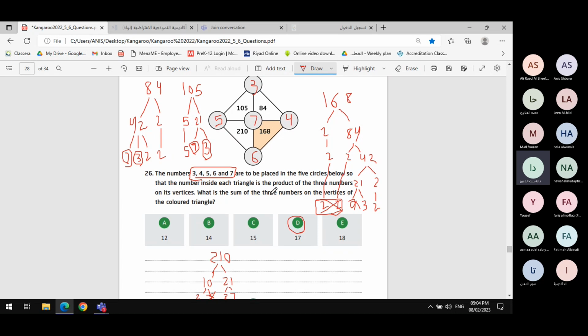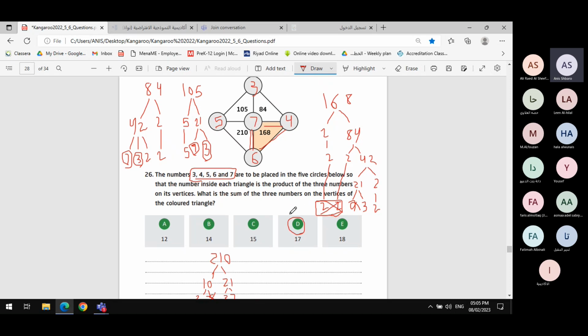Oh, okay. Now I understand. And of course, we added them. 7 plus 6 is 13, plus 4 equals 17. When we are done with everything, we only add the 3 numbers that are on the colored triangle. Those 3 numbers. As you can see, we did all this work only to find those 3 circles. They wanted all of this diagram to find those 3 circles.